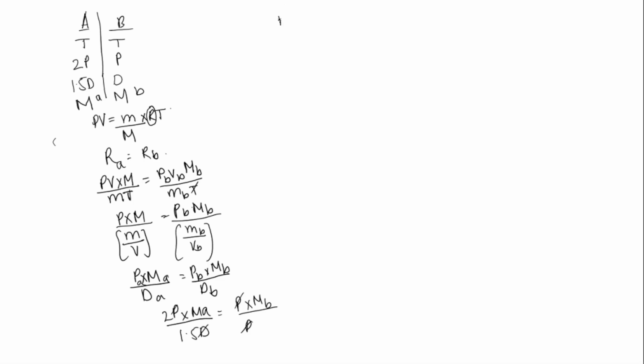So Ma by MB is equal to 1.5 by 2. 1.5 can be written as 3 by 2, divided by 2 again. So this is equal to 3 by 4. So the option is 3.